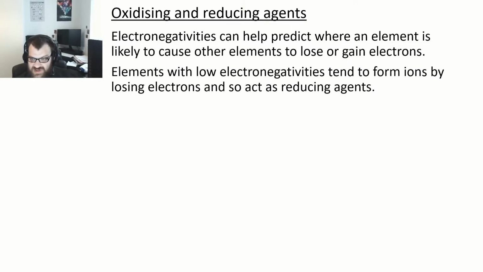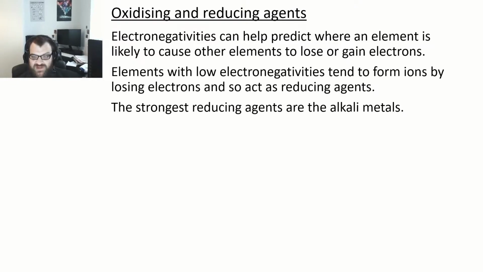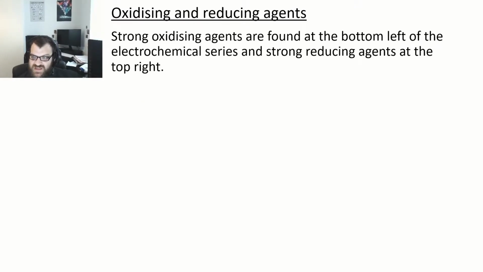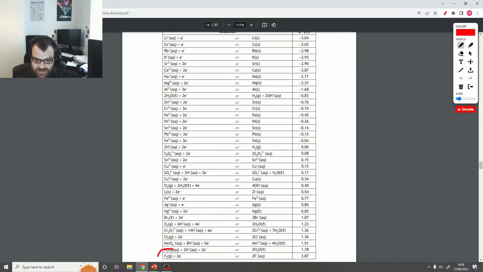Things with a low electronegativity will tend to act as a reducing agent. Something like the alkali metals, which have a very low electronegativity, are good examples of this. Carbon monoxide is an example of a non-elemental reducing agent. We can again use the electrochemical series to help us with this. So here, if we look down at the bottom left, we have fluorine, which is a really strong oxidizing agent, whereas lithium up at the top right would be a really good reducing agent.